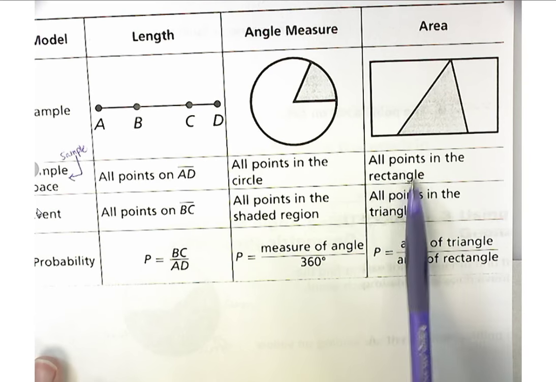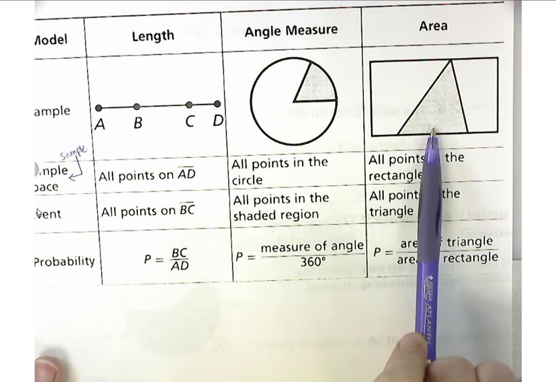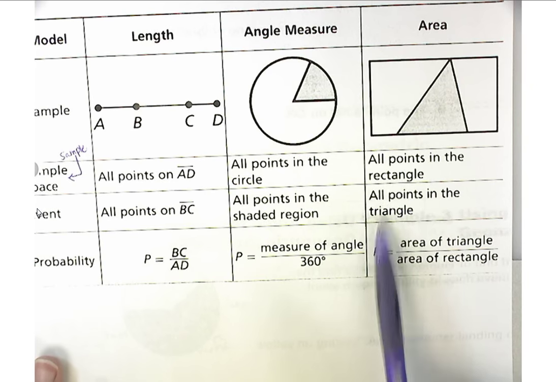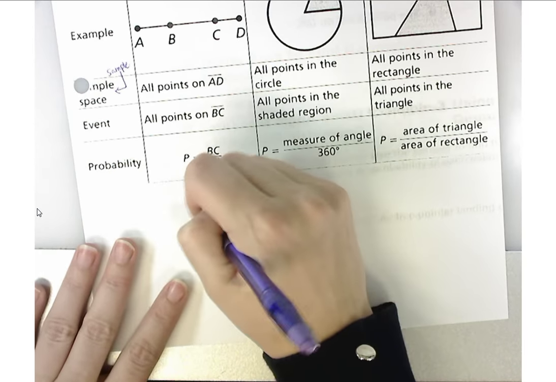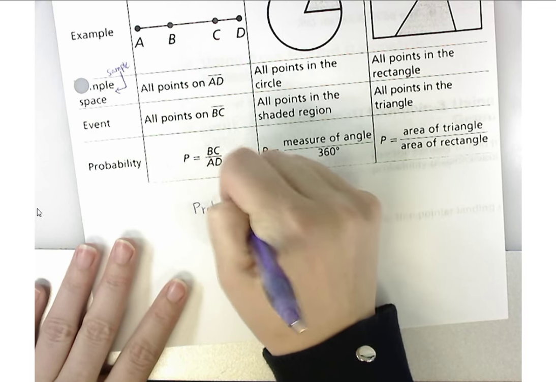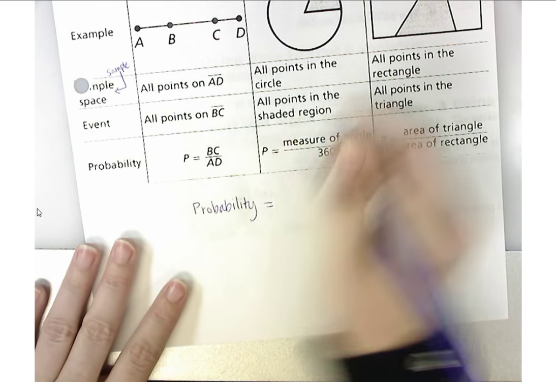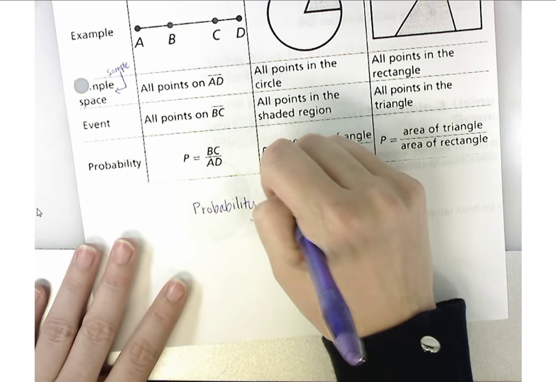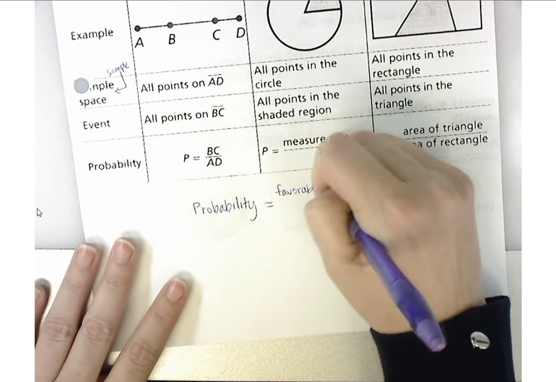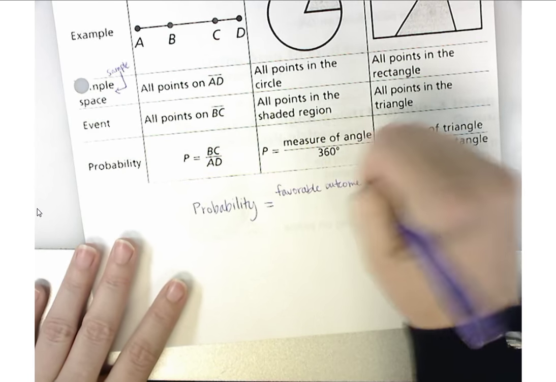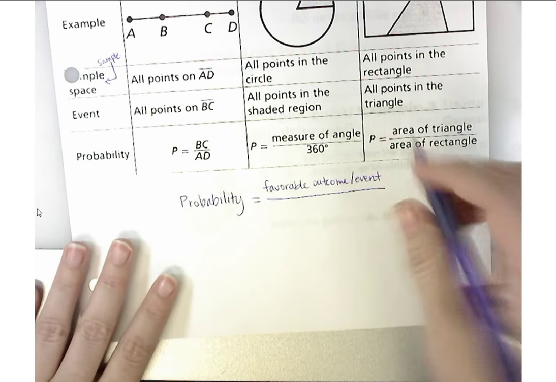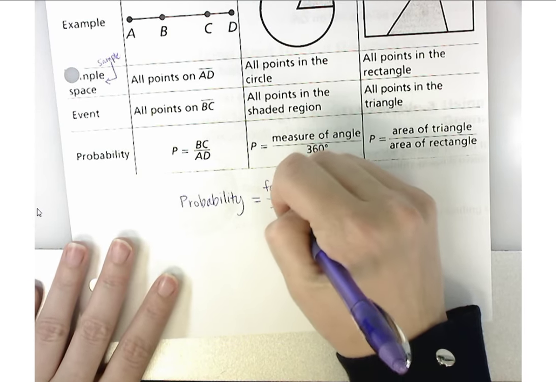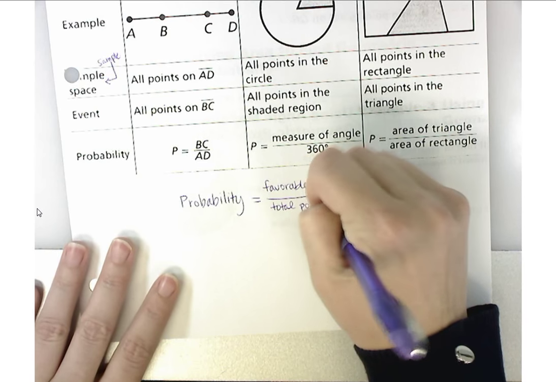This will be in the area, all points in the rectangle. And then if your event is all points in the triangle, you're going to do the area of the triangle over the area of the rectangle. So in general, when you're finding the probability, that's going to equal your favorable outcome, or your event, divided by the total possible outcomes.